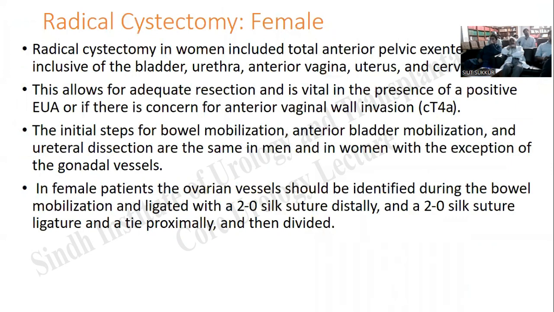Radical cystectomy in female. Radical cystectomy in female includes total anterior pelvic exenteration, inclusive of the bladder, urethra, anterior vagina, uterus, and cervix. This allows for adequate resection and is vital in the presence of a positive examination under anesthesia, or if there is a concern for anterior vaginal wall invasion, cT4a disease. The initial steps for bowel mobilization, anterior bladder mobilization, and urethral dissection are the same in men and women, with the exception of gonadal vessels. In females, the ovarian vessels should be identified during the bowel mobilization and ligated.